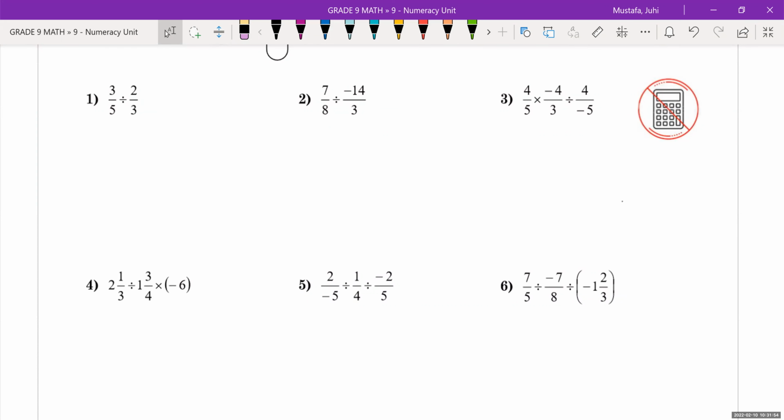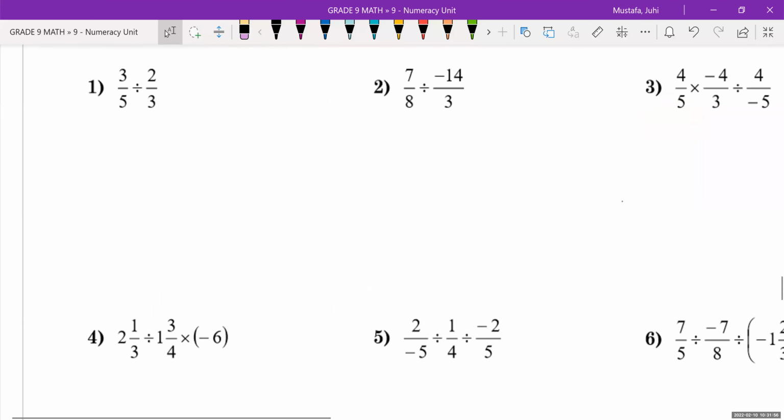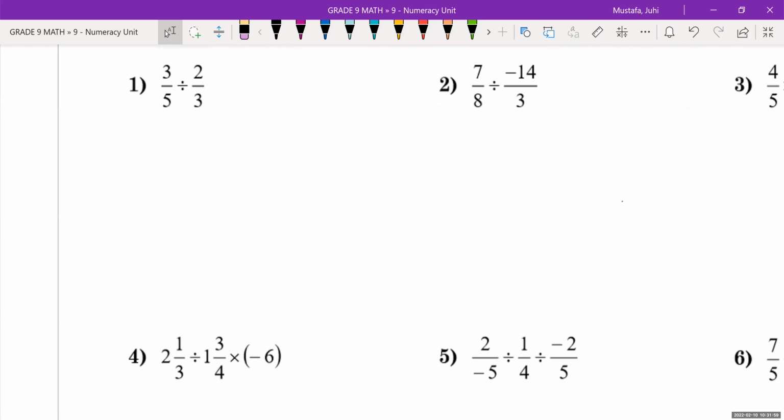3/5 divided by 2/3. Are you allowed to cross-reduce something when there's a division sign? No. That's very important to remember. The only time you can cross-reduce is when there is a multiplication sign. Question? Yeah. So we actually can't do anything to this question until we get it in the right form.